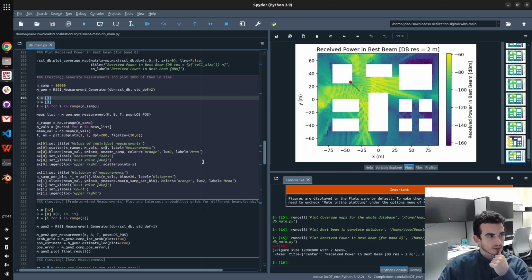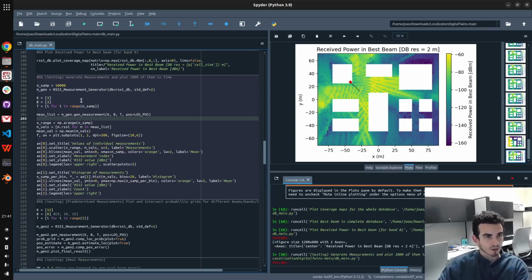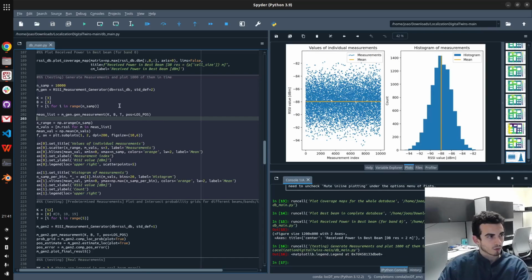I tried to generate samples in a certain beam and a certain band and some time instance, and that's what we're going to see here. So for beam 3 and band 3, the average value is -88 dBm, and we generated many values, essentially sampling from a normal distribution with a mean in that place. And essentially, when I say perform a measurement, I mean sampling one point from this distribution.